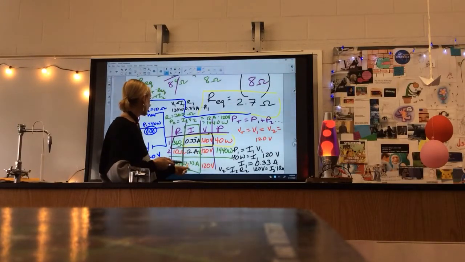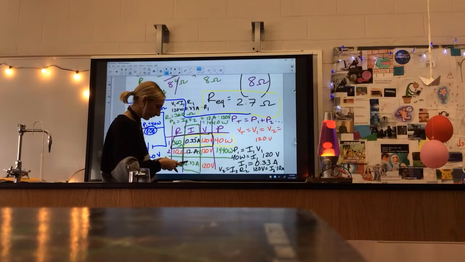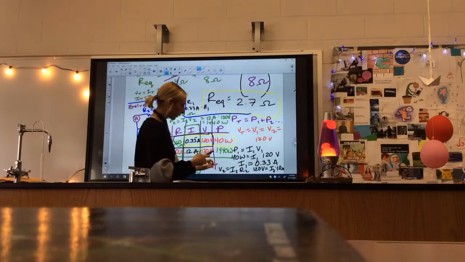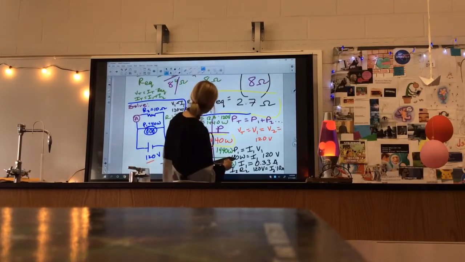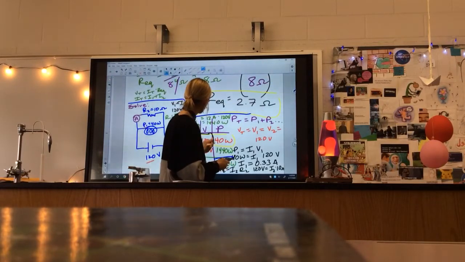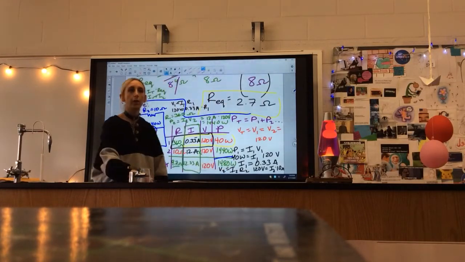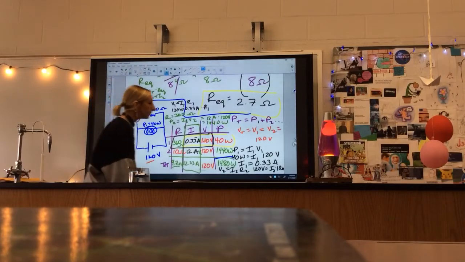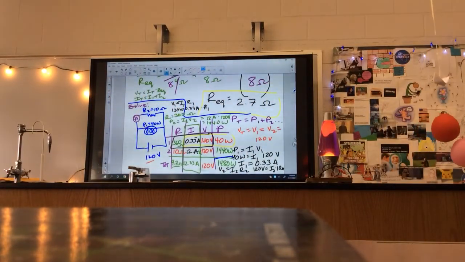And my power, I can multiply current times voltage. So I'll do 12.33 times 120 volts. So I got 1480 watts, which is nice because we know that this plus this should equal the total power. And so everything checks out beautifully. Okay, that's it for parallel circuits.